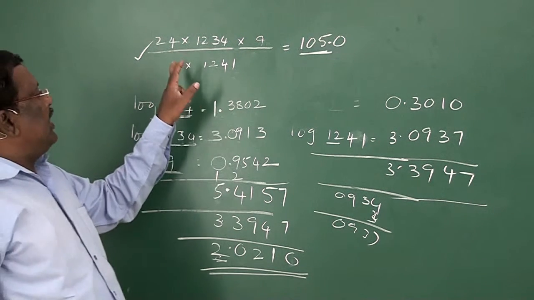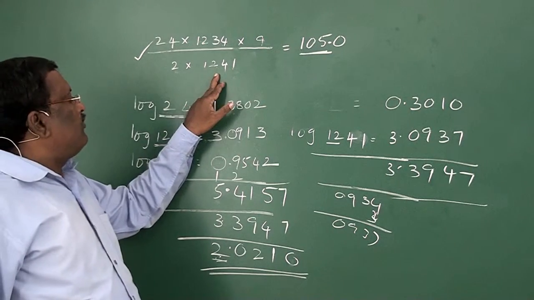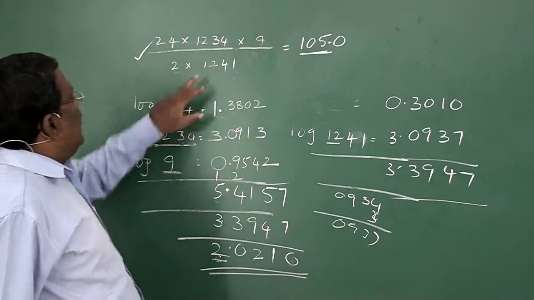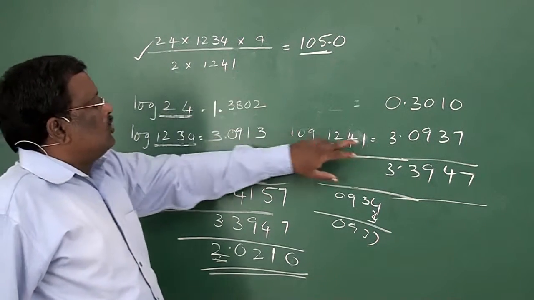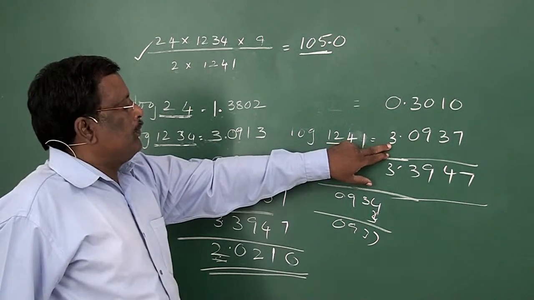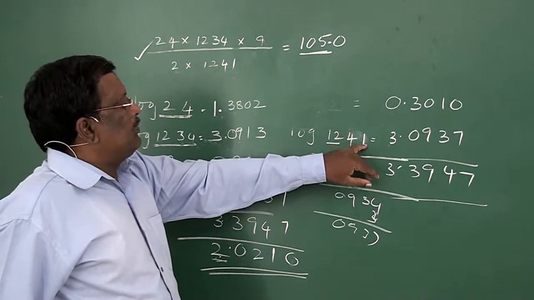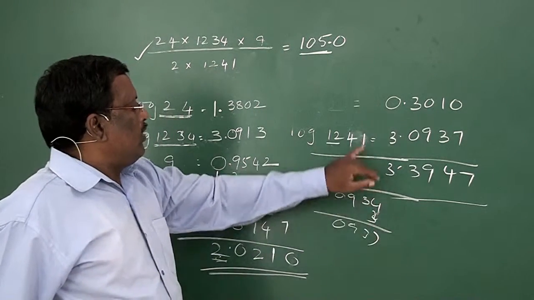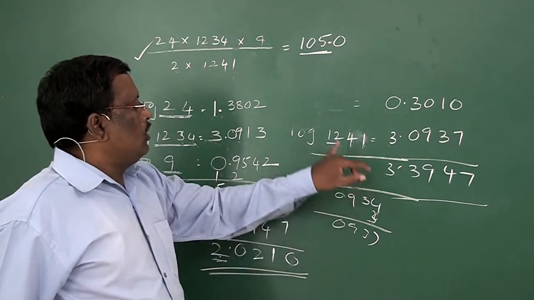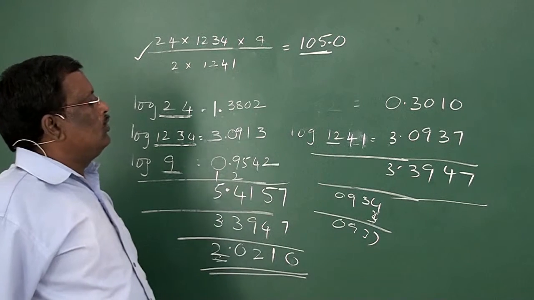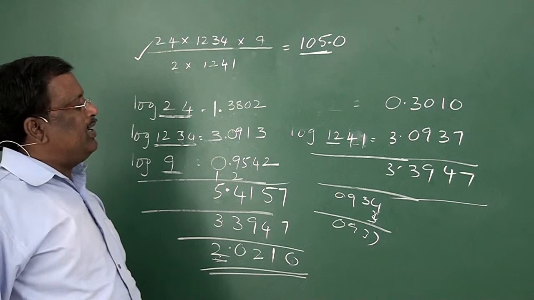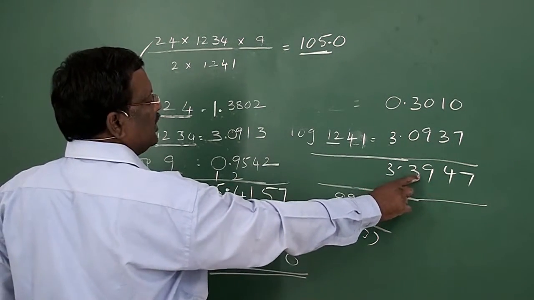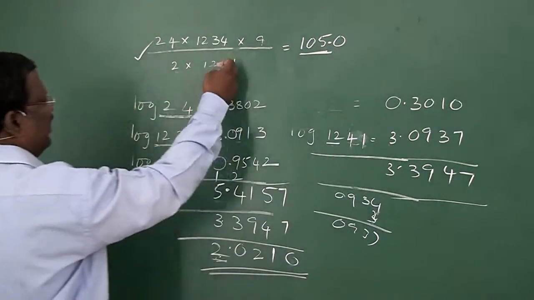Now, in the denominator you have 2 into 1241. Log 2 value is 0.3010. Then 1241 is a 4-digit number, so its characteristic is 3. Now 12 against 4 plus mean difference 3. 12 against 4 you have 0934, and in mean difference 1 you have 3. So the total value for log 1241 is 3.0937. These two are multiplied, so on adding this, you will get 3.3947.